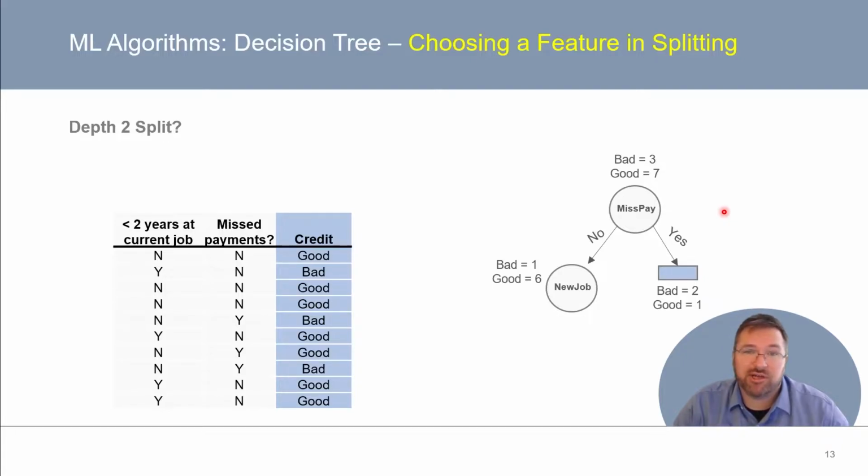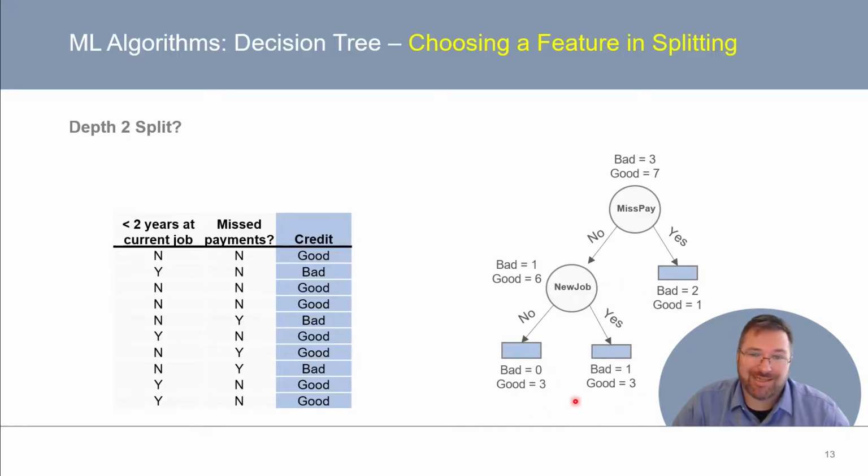So having picked missed payment as our first feature to split on, we might do another level of splitting if our stop criteria haven't been met. So let's see how our remaining feature might further improve classification. On the no branch of missed payments, we start with 1 instance with bad credit and 6 with good. If we now do a further split based on our new job feature, we get the following offspring nodes, with the no branch yielding perfect classification, which will now automatically become a leaf node, and the right branch with 1 bad and 3 good credit instances.